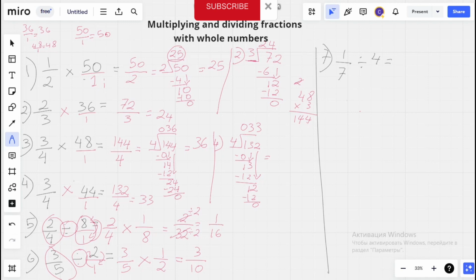Now the last one, we have 1 over 7 divided by 4. How do we turn it into a fraction? Over 1. Now we take the first fraction, we write it over here. Then we turn division to multiplication. Then the 1 goes up, the 4 goes down. Now, what is 1 times 1? Equals 1. 7 times 4 equals 28. So that is our final answer because we don't have a number that can divide both numbers, and 1 is smaller than 28.